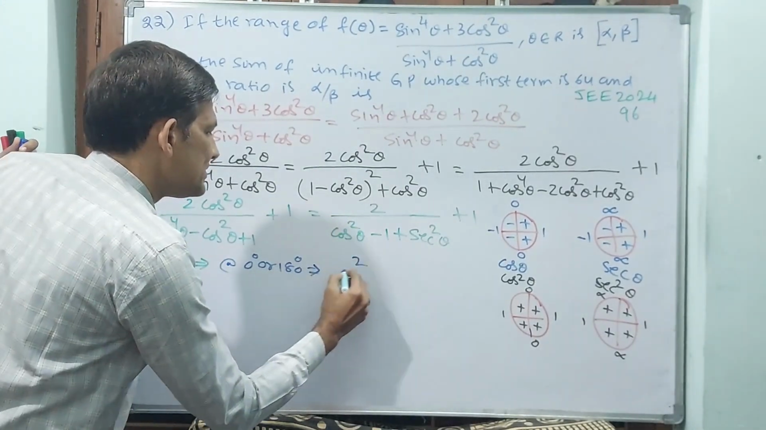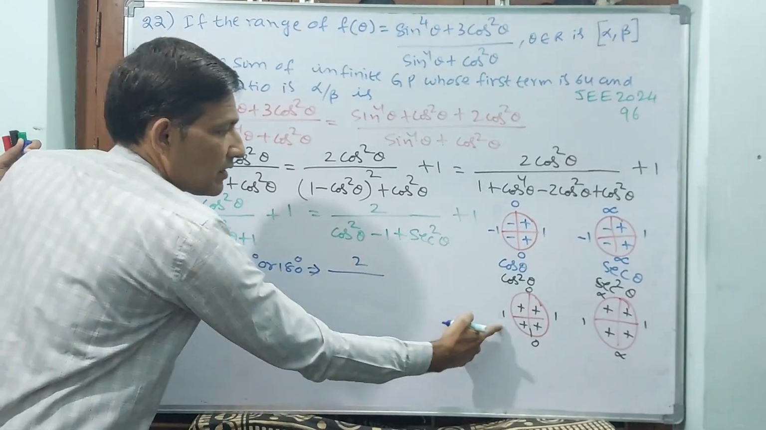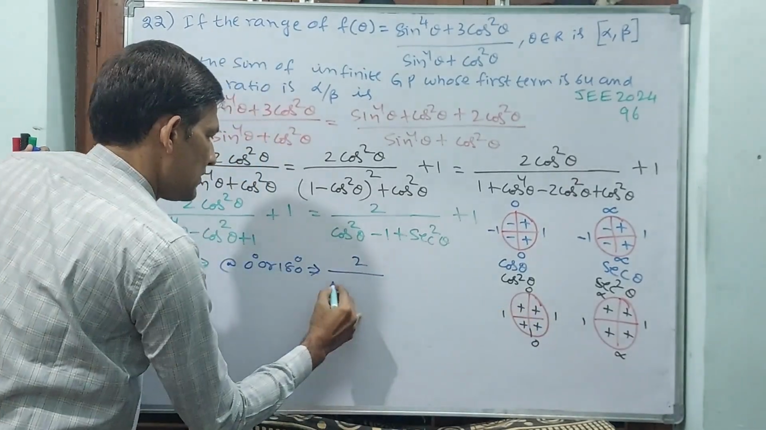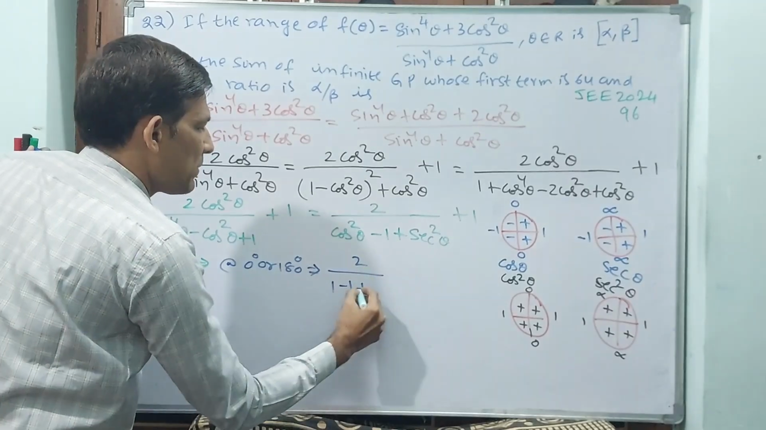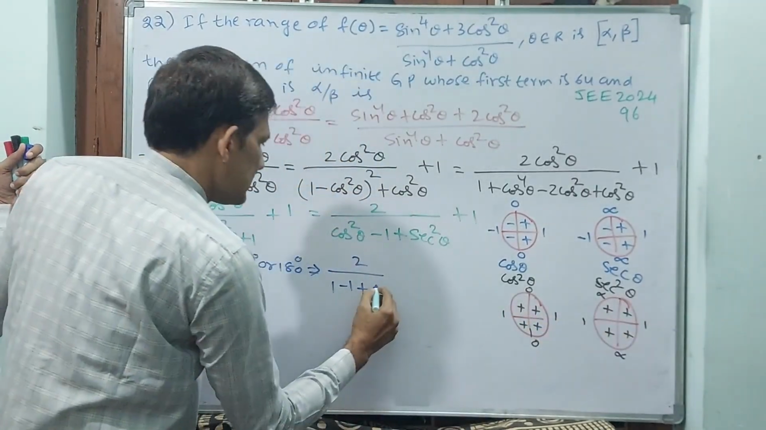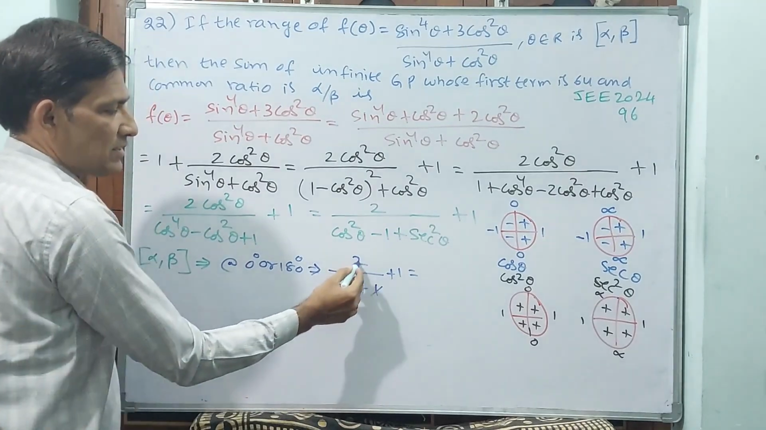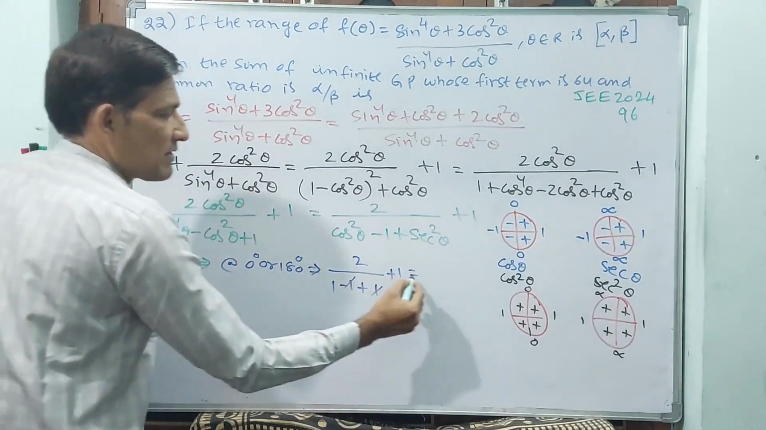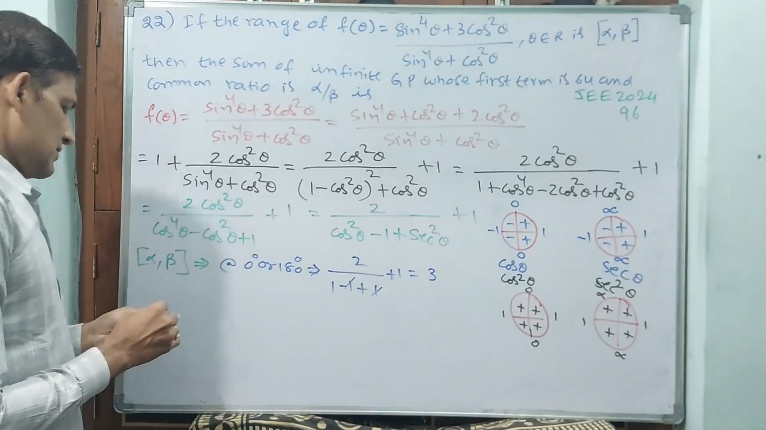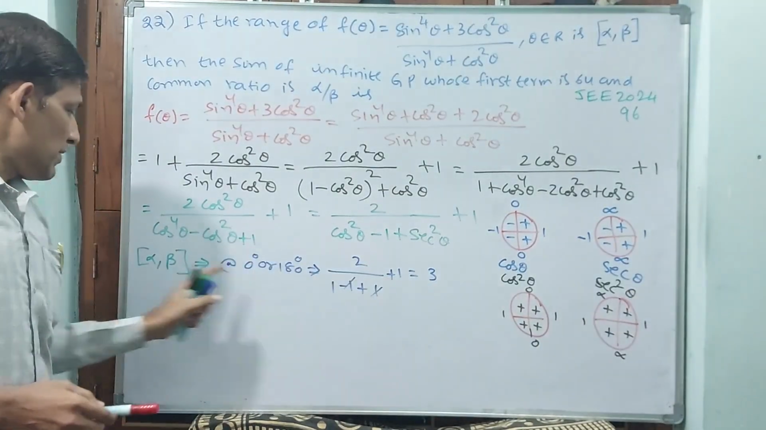2 by cos square theta value is 1, minus 1, plus secant square theta value also 1, plus 1. See, 1 plus 1 minus 1, you cancel out. 2 by 1 is 2. 2 plus 1 is 3. See, this 3 may be alpha or beta.